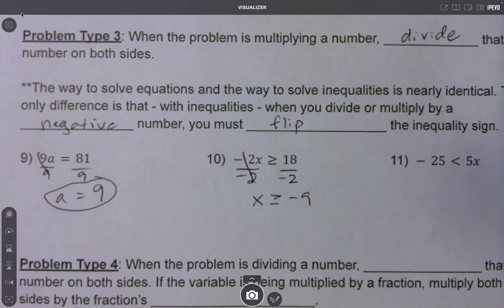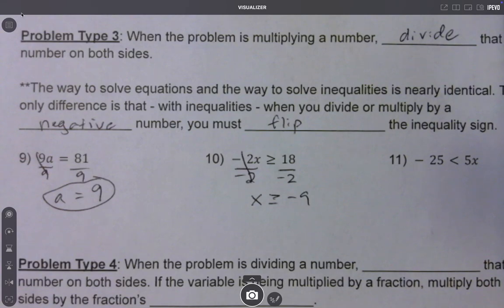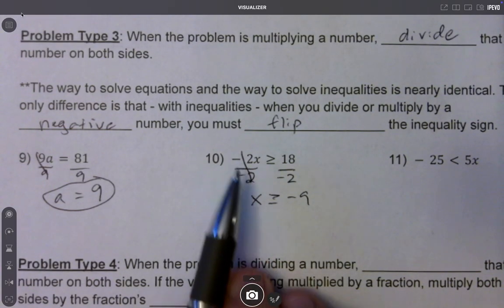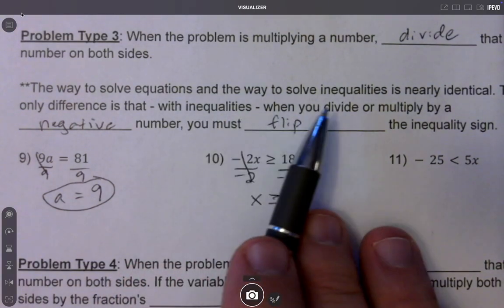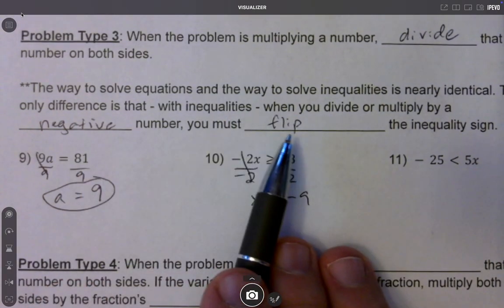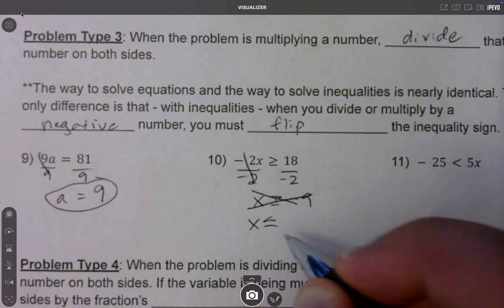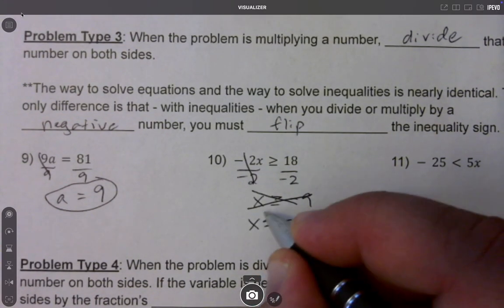Oh, and I made the mistake. I just told you guys not to. I wish I could say I did it on purpose to prove a point, but the truth is I just forgot. But I remember now. So this is wrong because I divided by a negative number. And whenever you divide or multiply by a negative number, you must flip the inequality sign. So I should have said x is less than or equal to negative 9.